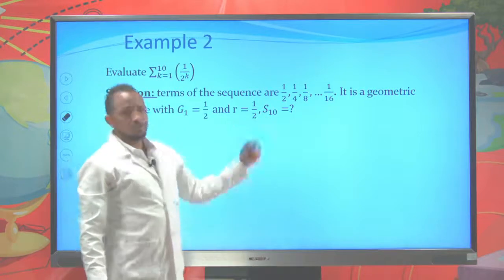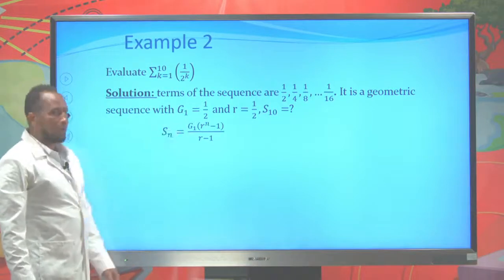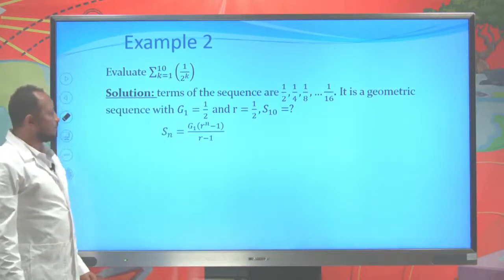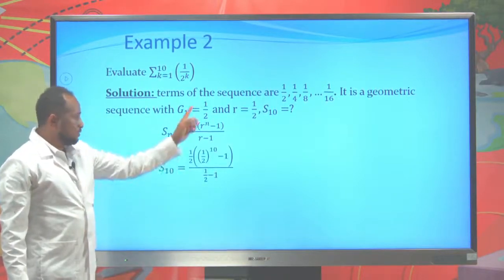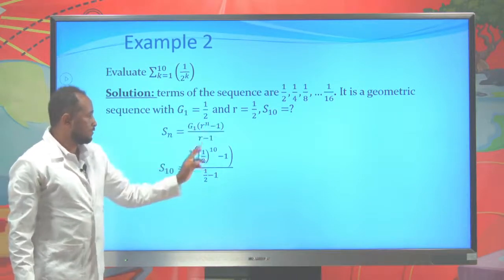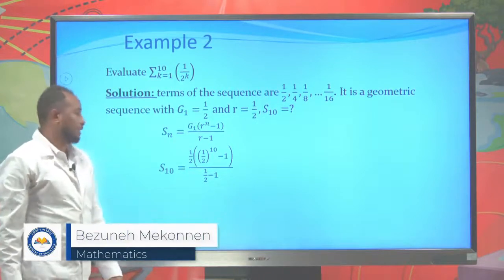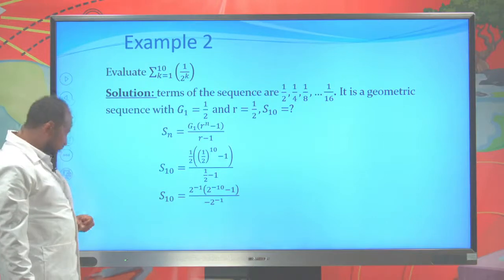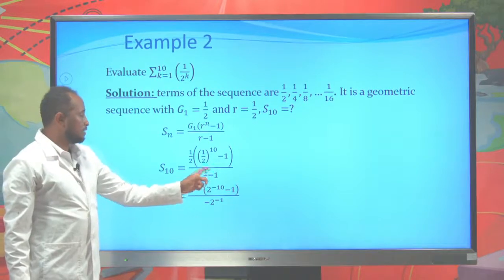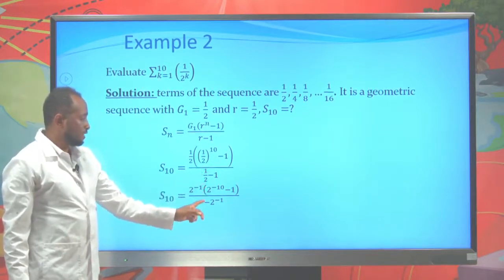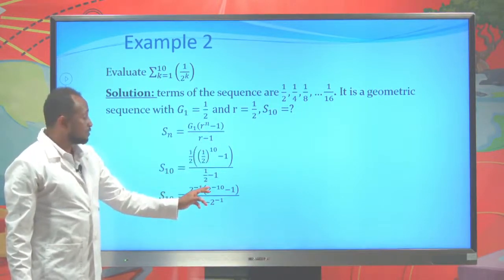We are asked to find S10. Using the formula, S10 is given as g1 times (r raised to n minus 1) over (r minus 1). So S10 is equal to g1, which is 1 over 2, times (r, which is also 1 over 2, to the power of 10 minus 1) over (1 over 2 minus 1). Simplifying this, I can write 1 over 2 in the form of 2 raised to negative 1, and the denominator is also negative 1 over 2, that is negative 2 raised to minus 1. So this I can write to the power of negative 10, so 2 to the power of negative 10 minus 1.